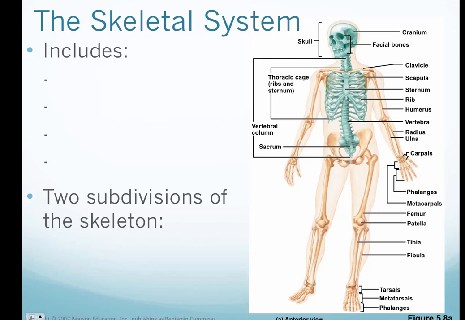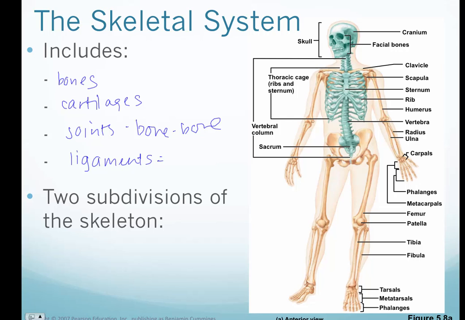Now, looking at the skeletal system, what else does it include? So we know the functions, but it includes your bones. It includes cartilages, all this connective tissue protecting the outside surface of your bones. We have joints, and joints are the areas where bones and bones come together. And then we also have ligaments. And ligaments, what these do are help join the bones together. Right, so you'll find all of these ligaments at these joints.